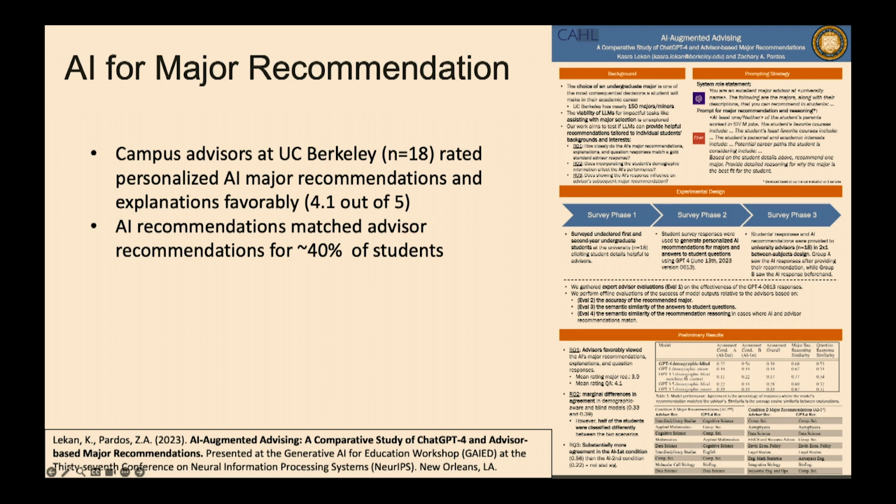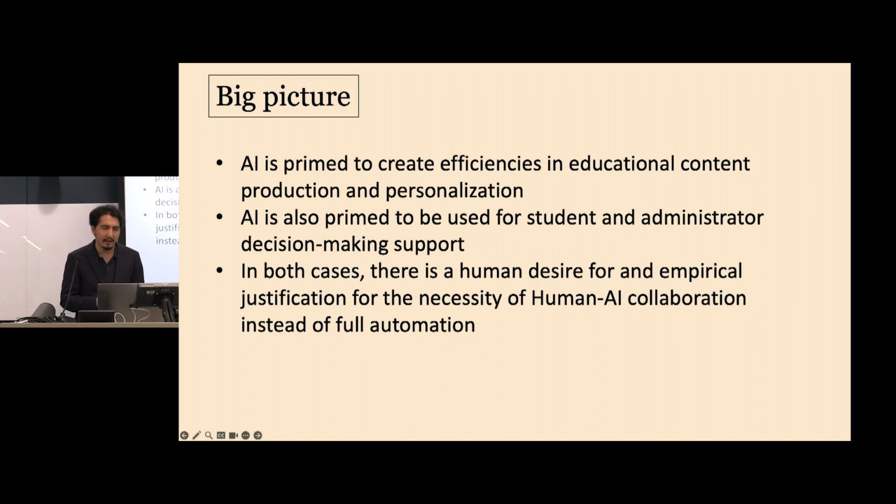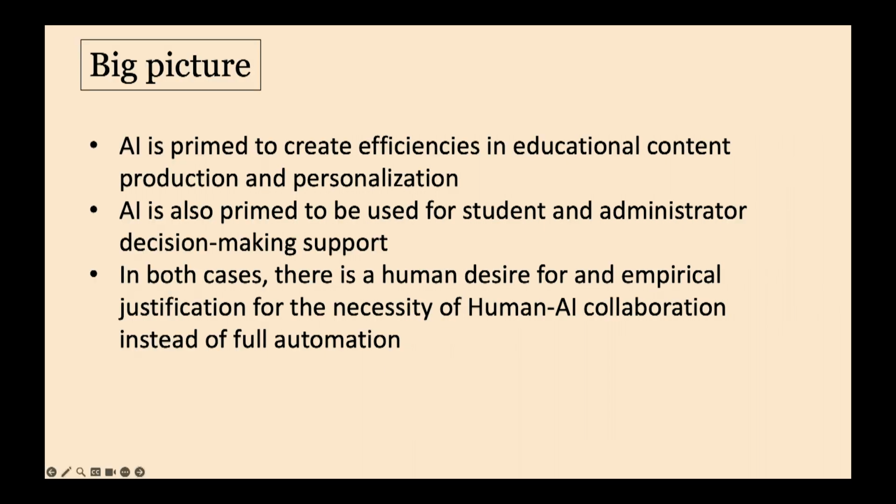We have some results for AI for major recommendations, so another dimension of advising. What was interesting here is that we showed real Berkeley advisors ChatGPT recommendations based on student background. Students never received the ChatGPT recommendations, but we asked the advisors what they thought of it, and they actually kind of liked it. They were pleased, 4.1 out of 5 in terms of their satisfaction with the advice, which was surprising because the literature says experts tend to be averse to AI recommendations. So this suggests there is room for human AI collaboration attitudinally.